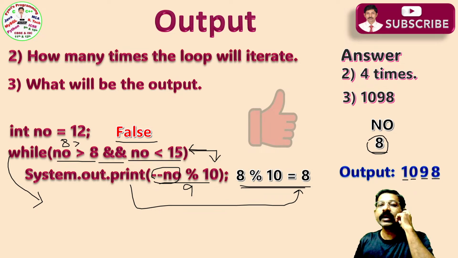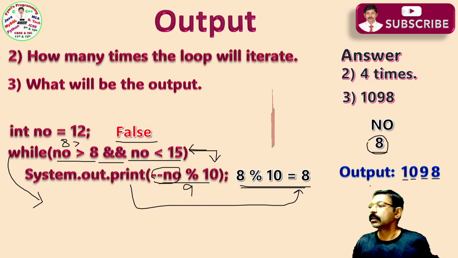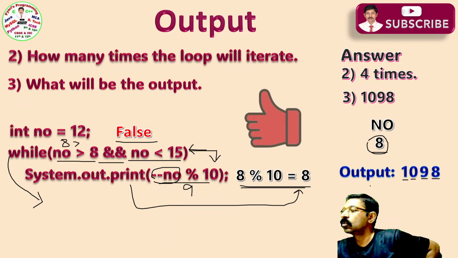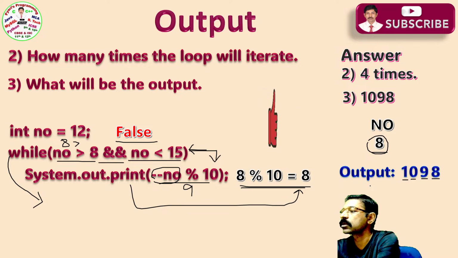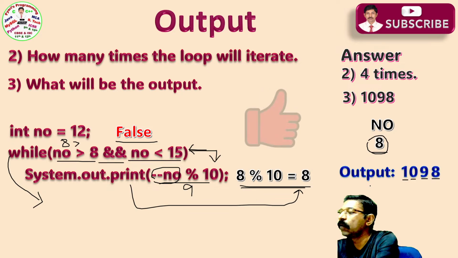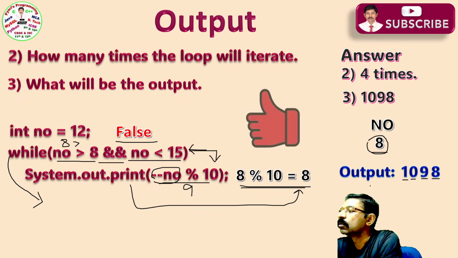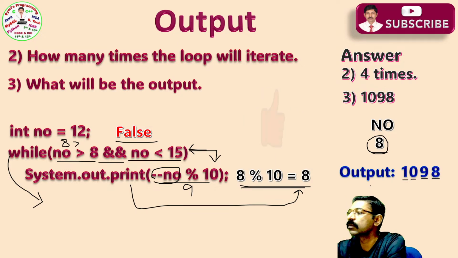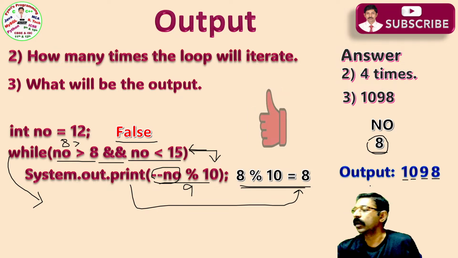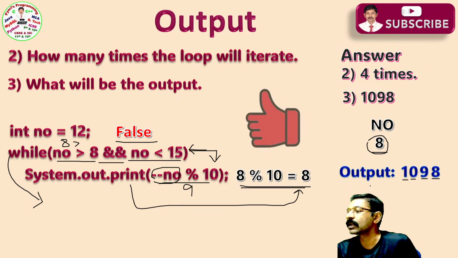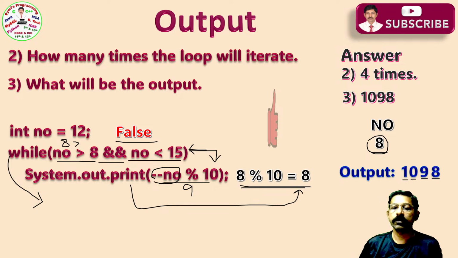I think only one candidate has given the correct answer. That is, I think, Swagat, who has told that 4 times. Let me check. Everyone has given 3 times. Only Swagat has given 4 times. Yes, correct. Swagat has given 1098 and 4 times. Rest nobody has given. Everyone tells 3 times. So I should give appreciation.